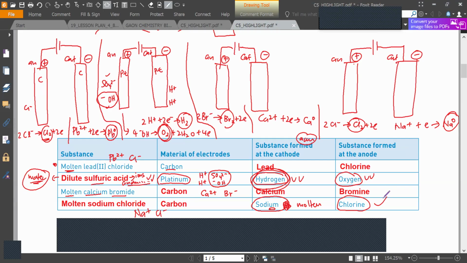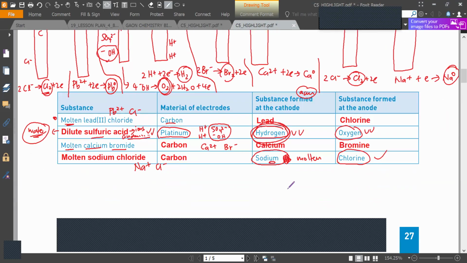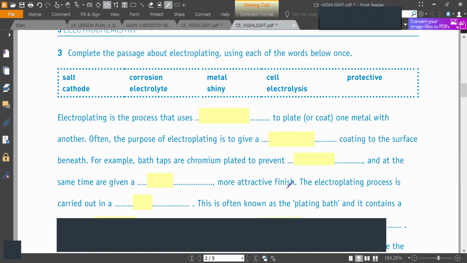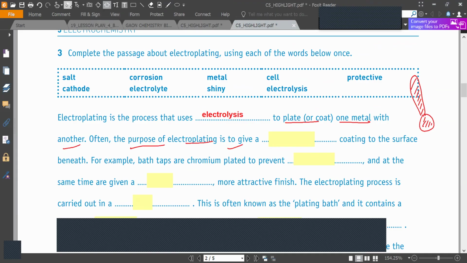Next, here we have fill in the blanks. What is electroplating? Electroplating is the process that uses electrolysis to plate or coat one metal with another. Let's say we have a metal spoon, and we need to coat it with another metal. The purpose of electroplating is to give a protective coating.